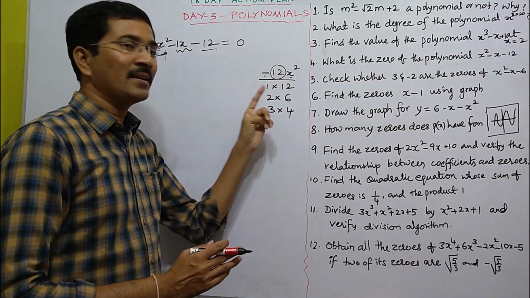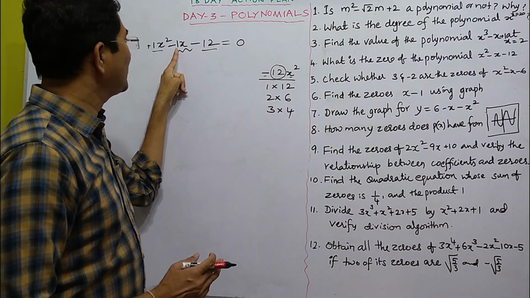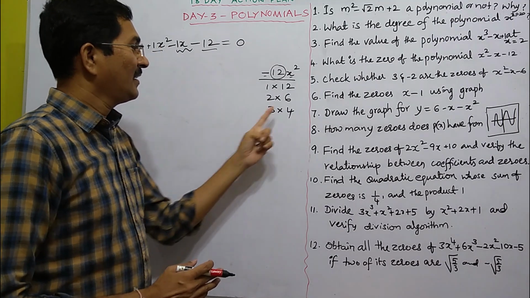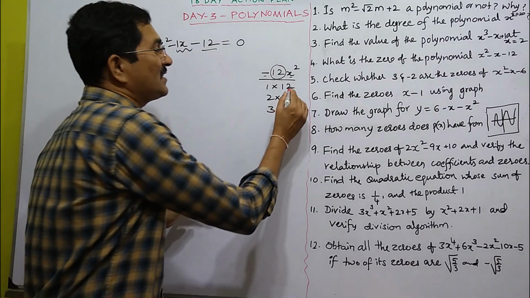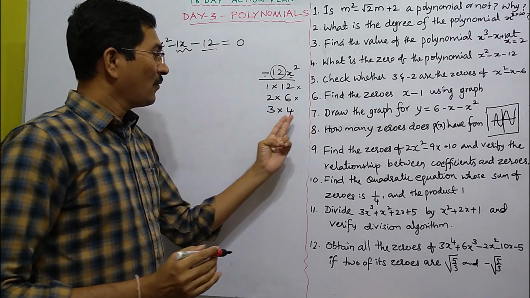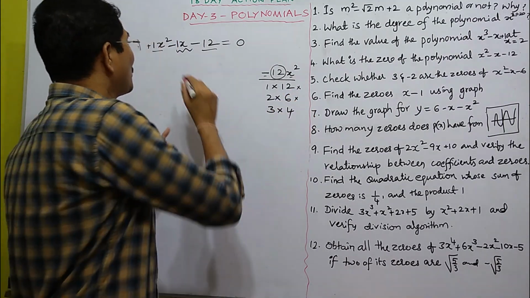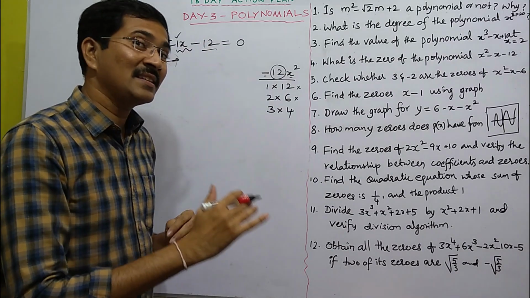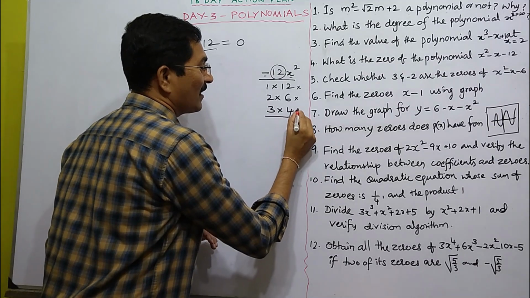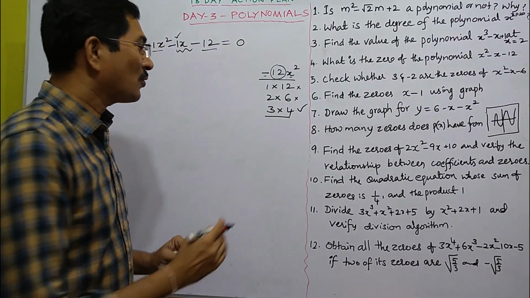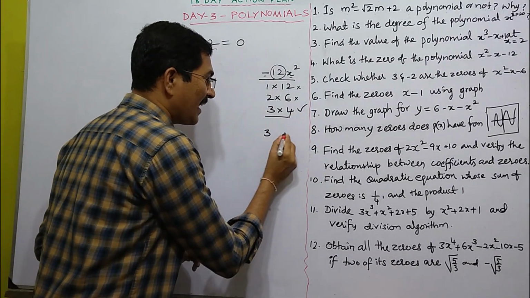12 minus 1 is 11, but we should get 1. 6 minus 2 is 4. It is 1 here, so this does not work and this does not work. 4 minus 3 is 1. So somehow we got 1. Let us think about the minus sign a little later. So this pair works for us. Let us take this pair, 3 and 4.